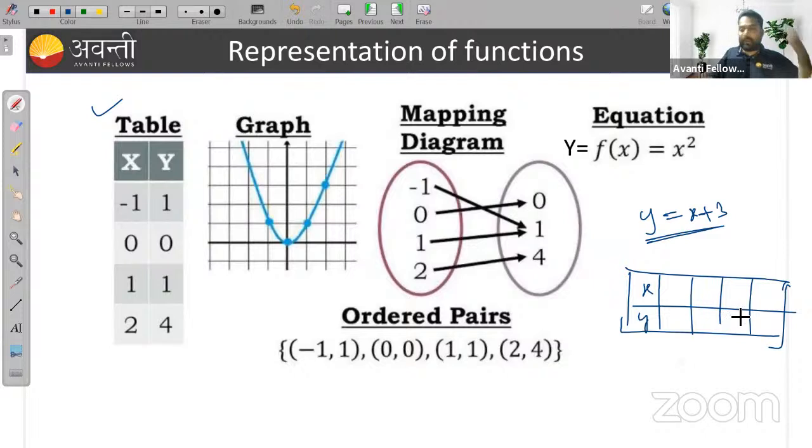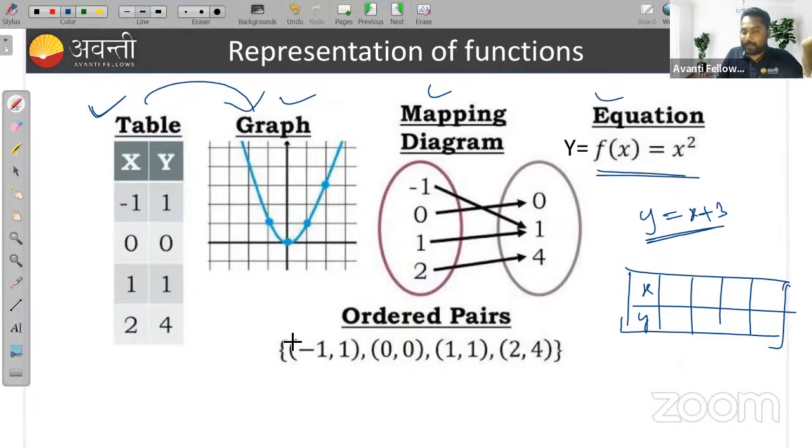In a similar way, we can draw the graph of functions or we can represent the function as a table. Graph also we can draw by using the table. Mapping diagram we have already seen in the previous example. The equation y equal to f of x equal to x square is a function. Ordered pairs also, we can represent the function as a set of ordered pairs. How? Minus 1 to 1, 1 is the image of minus 1, 0 is the image of 0, 1 is the image of 1, and 4 is the image of 2. In this way also we can represent the function, right?